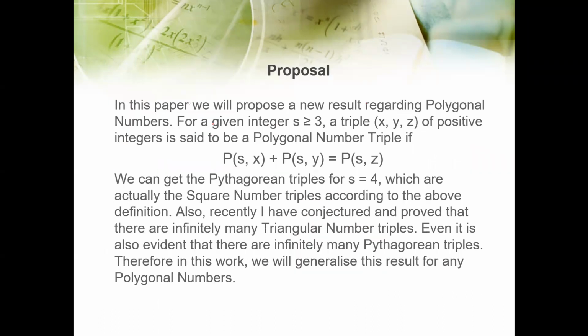Okay, so today's topic is polygonal number triples. So what are polygonal number triples? I have defined a triple x, y, z of positive integers to be a polygonal number triple if it satisfies the equation P_s(x) plus P_s(y) is equal to P_s(z), where s is a given positive integer greater than or equal to 3. And we can see that when s is equal to 4, this becomes Pythagorean triples, which are actually square number triples according to our definition. In one of my earlier works, I showed that there are infinitely many triangular number triples, and there are also infinitely many Pythagorean triples. So today's work will generalize this theorem.